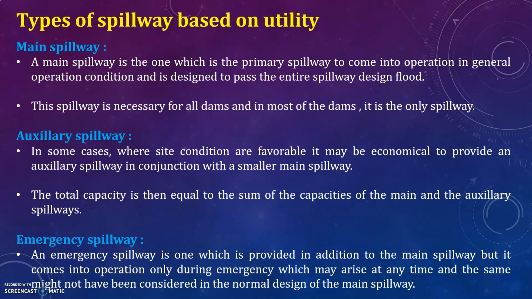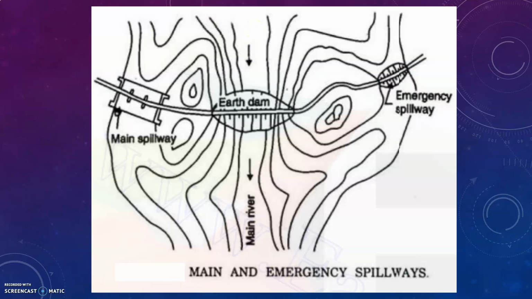An emergency spillway is one which is provided in addition to the main spillway, but it comes into operation only during an emergency, which may arise at any time, and which might not have been considered in the normal design of the main spillway. You can see here a figure which shows main and emergency spillways. The main spillway is the one which is called upon to work under the design floods. A subsidiary or emergency spillway is provided for additional safety should emergencies not contemplated by normal design assumptions arise.